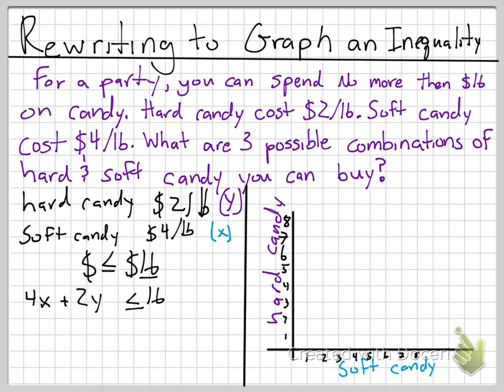There's a couple ways to do it. The easiest way would be to plug in 0. So if y was 0, how many soft candy could we buy? We can do that by plugging in 0 here, and we get 4x is less than or equal to 16. So we divide by 4, and x is equal to 4 pounds. So we can get 4 pounds of soft candy, which would be here.